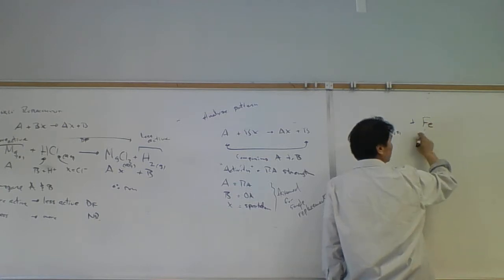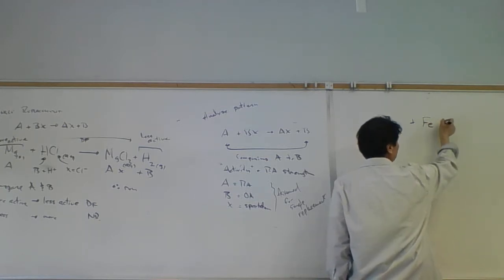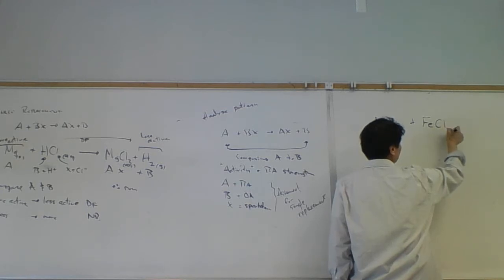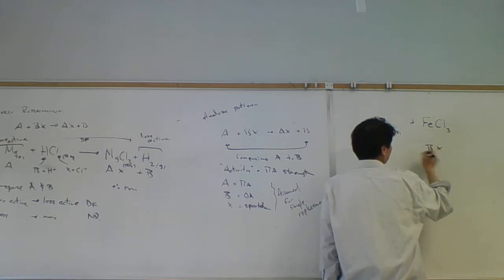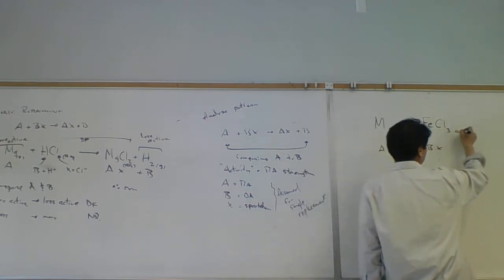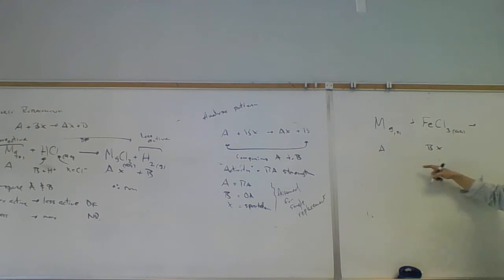The formula for iron 3 chloride is FeCl3. And so when I look at this, this looks like the A plus BX pattern. If this is the A plus BX pattern, chlorides are soluble, except silver, lead, and mercury. We're going to form AX plus B. So AX would be magnesium with chloride, which is going to form MgCl2. And B, which will just be iron.